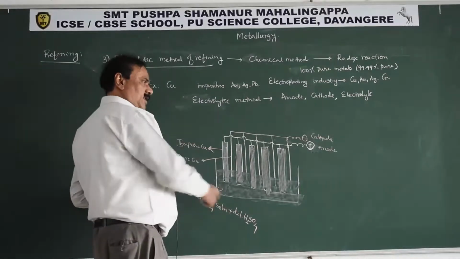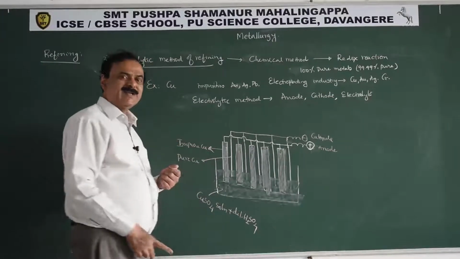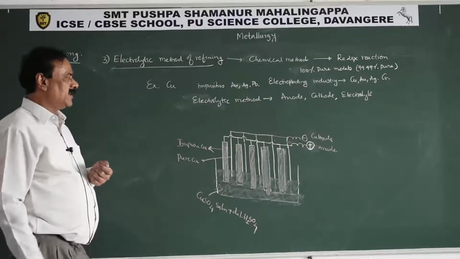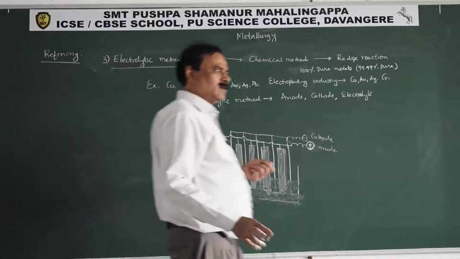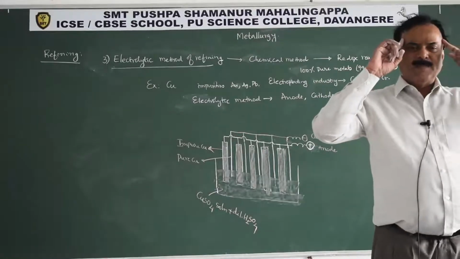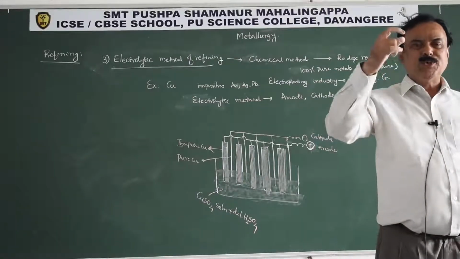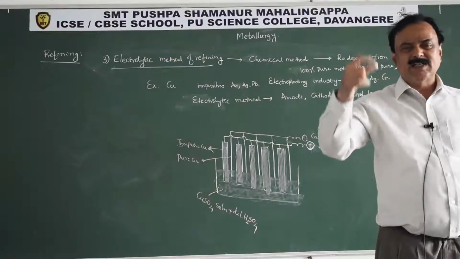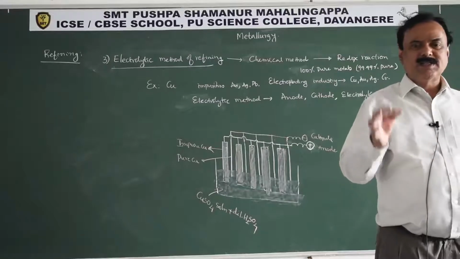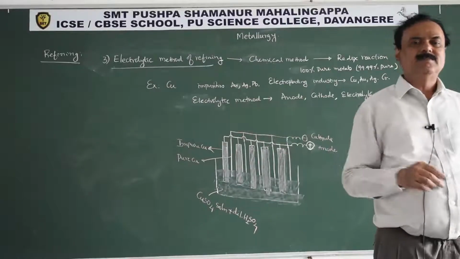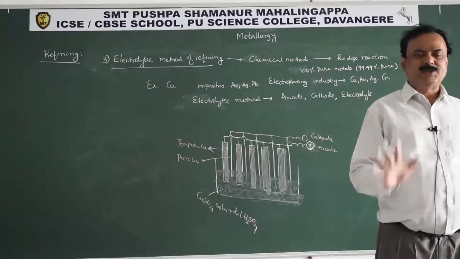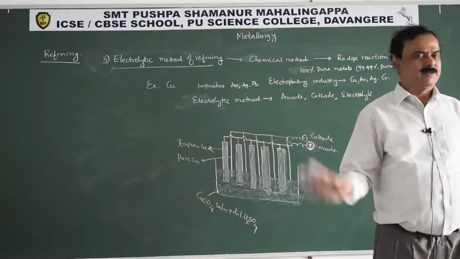Because of the common ion effect, it suppresses the activity of the copper ions. That is the objective of the dilute sulfuric acid in the electrolytic refining of copper. Is it clear? Now what happens? Make sure that thick rods of the impure metal are taken as the anode of an electrolytic cell, and thin sheets of the pure metal are taken as the cathode. And the electrolyte consists of copper sulfate solution or the respective salt solution.